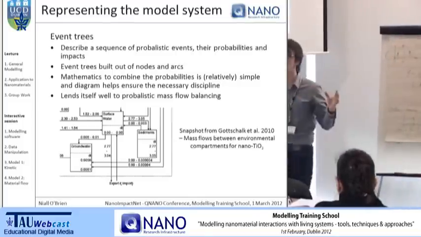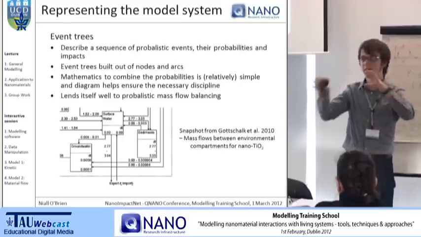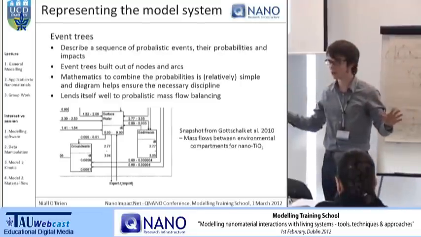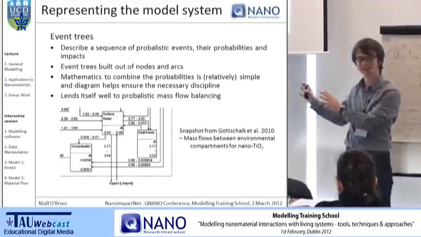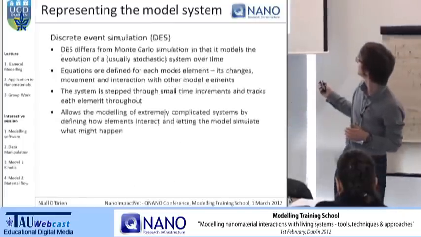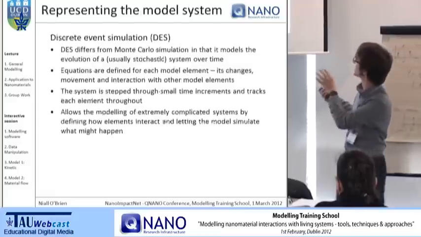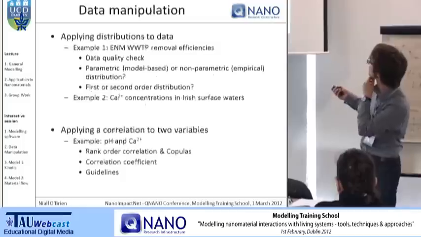So the mathematics to combine the probabilities is relatively simple, and a diagram helps ensure the necessary discipline. So models can get out of control. With a diagram like this, where you measure where everything is going, you have everything under control. You don't lose any data, you don't lose any elements in a model. They're all there. And then discrete event simulation. You can read about this. It's mostly there, what I mentioned.